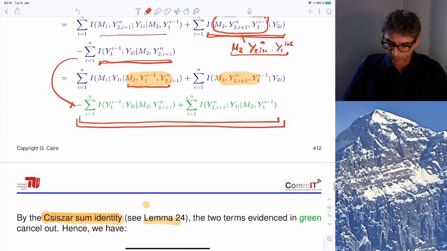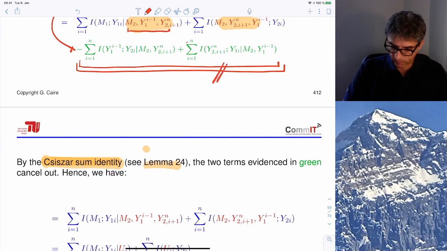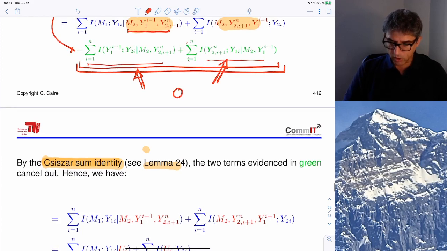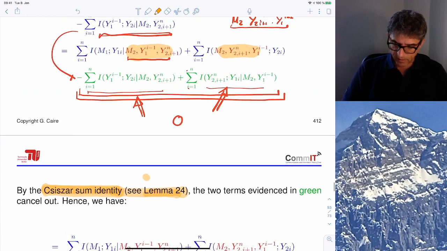But the miracle of this proof is that when we sum over all i's, not every single term, this first sum with the plus and this sum with the minus cancel exactly each other. So the sum of these two is zero. These two cancel using an intricate result called the Csiszár sum identity, which is stated as lemma 24 in the appendix. You can see the proof, and it shows that these two sums are identical.